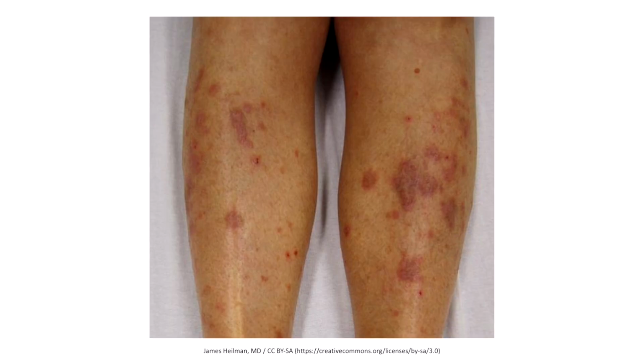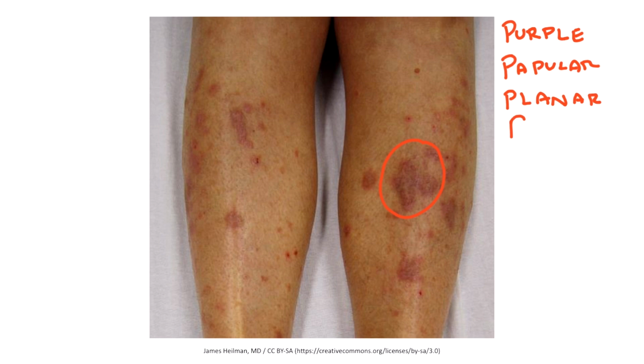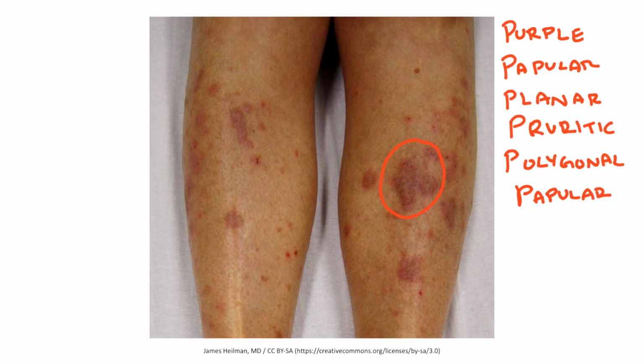Here we see the shins of a patient affected by lichen planus. This lesion does a fairly good job of highlighting the characteristics of this rash. It's purple, a bit papular or raised, planar, since the raised lesion is flat, and it's likely pruritic. The other 2 Ps would be polygonal and papular, which aren't shown here.